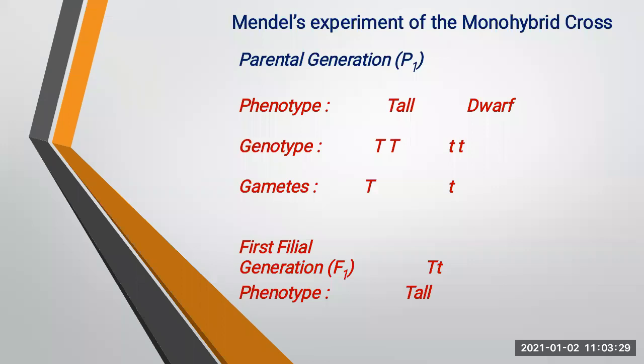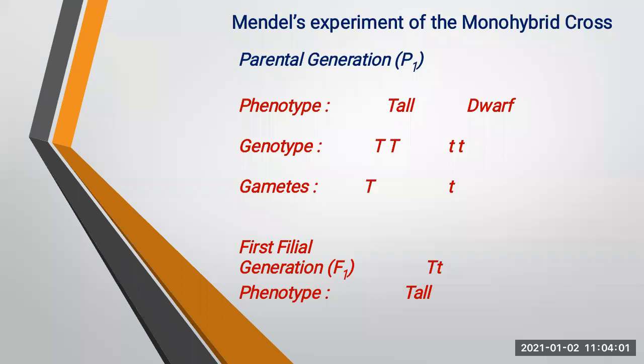Right? And the genotype, or the factors which were responsible for their tallness and dwarfness, he called dominant and recessive, and dominant are always denoted by capitals. So capital T and small t. So the first generation he had taken was homozygous, pure dominant and pure recessive characters, right? So he has done the cross between tall and short plant.